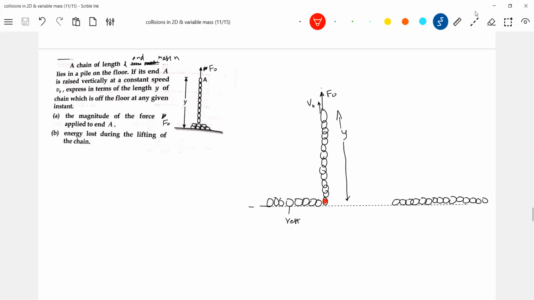Always you should be in a better position to define what the system is here. Now we are not bothered about the chain lying on the ground, only the chain that is being lifted. So this is the system. It has a velocity V. This link will enter into the system, so mass is getting added to the system. The mass which is getting added, what is the state of it? Rest.